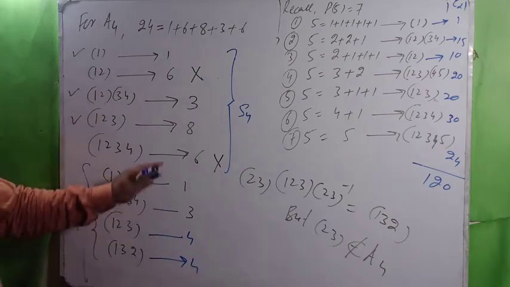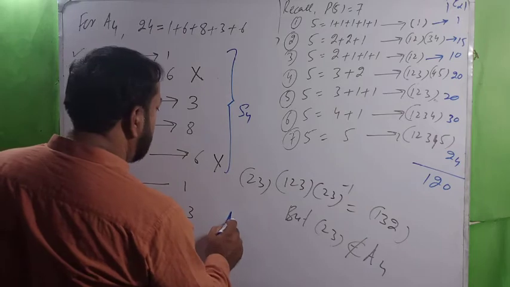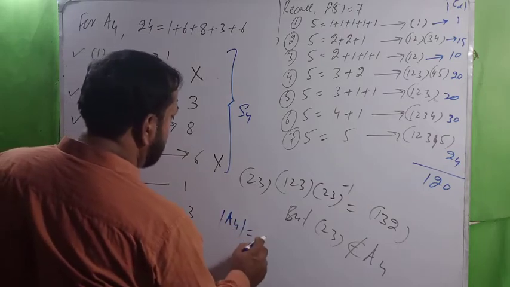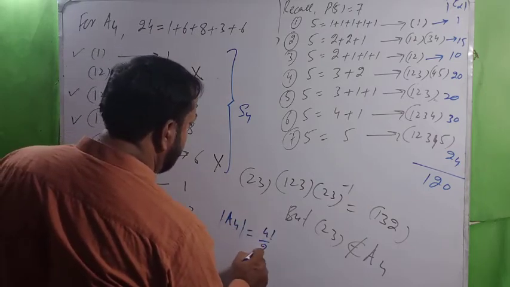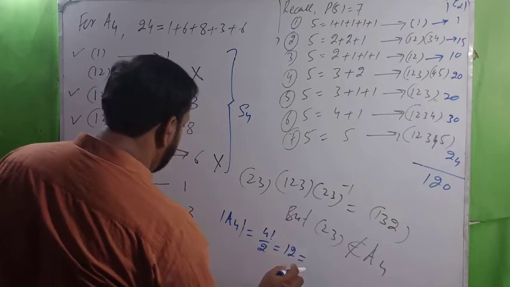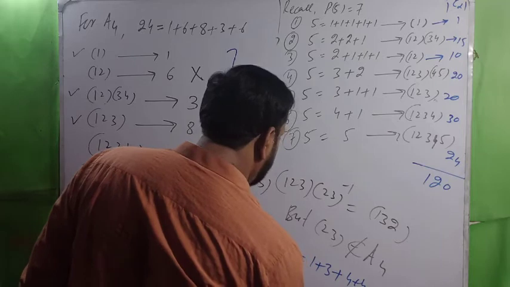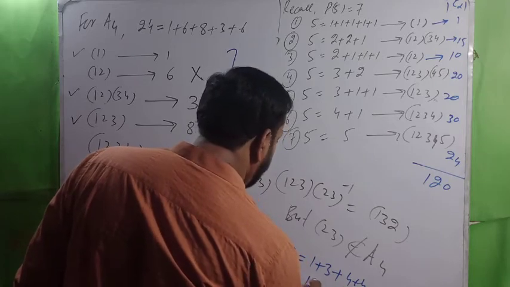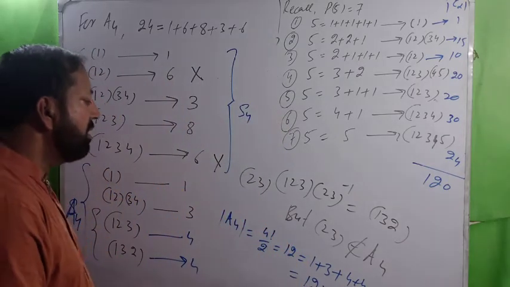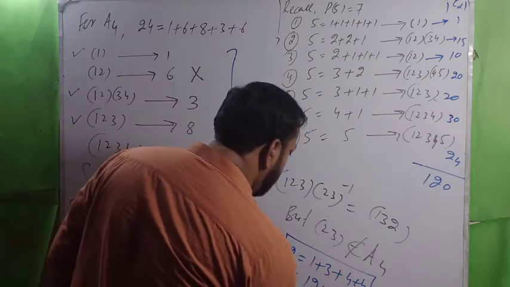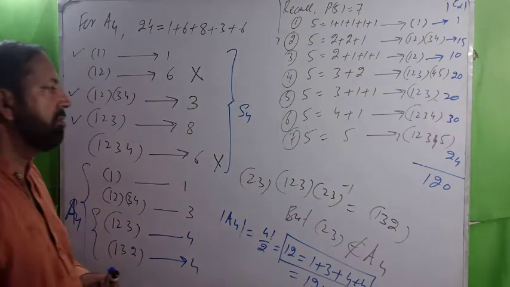So this is the class equation for A4. The order of A4 is equal to 4 factorial by 2, which is 12, which is equal to 1 plus 3 plus 4 plus 4. Yes. So this one is the class equation for A4, right?